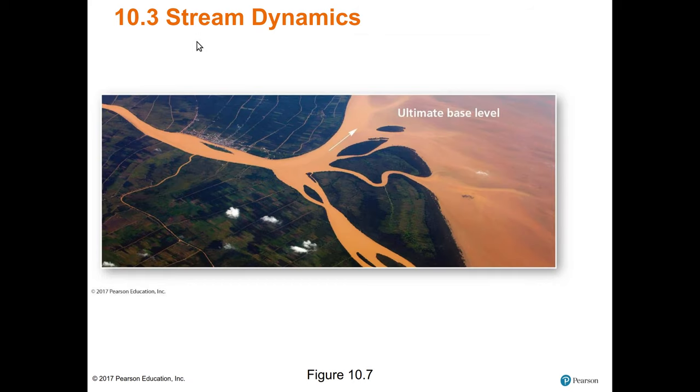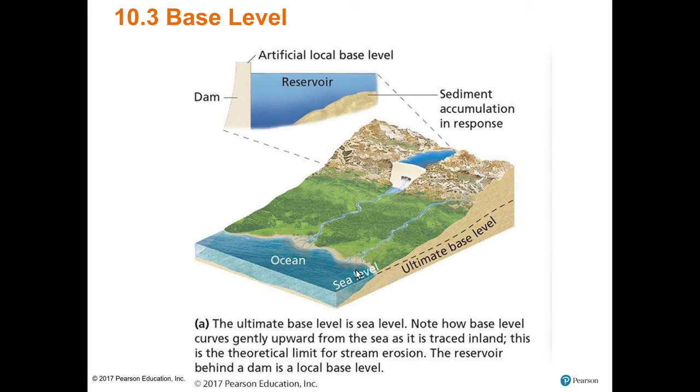Base level. So rivers are powered by gravity. Ultimately, all rivers are powered by gravity, pulling everything to the center of the Earth, so rivers flow downhill until there's no more down. And globally, that is sea level. The global base level is sea level. Since rivers are powered by gravity, you could have a local base level of a reservoir behind a dam.